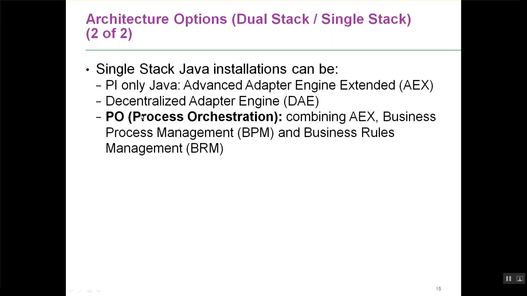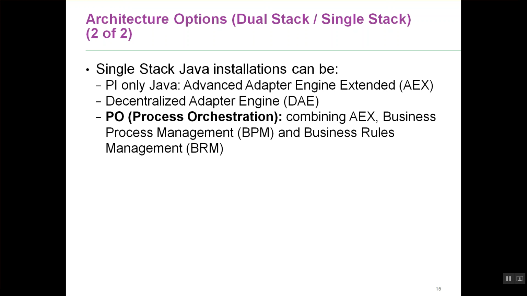Okay, so a process orchestration is nothing but a combination of three SAP products. A Java only PI, which is called AEX, SAP Business Rules Management, and SAP Business Process Management. So does SAP Process Orchestration have an ABAP stack? The answer is no. SAP Process Orchestration is a Java only product, but it combines three different products, right? A single stack Java only PI, a business process management, and a business rules management.